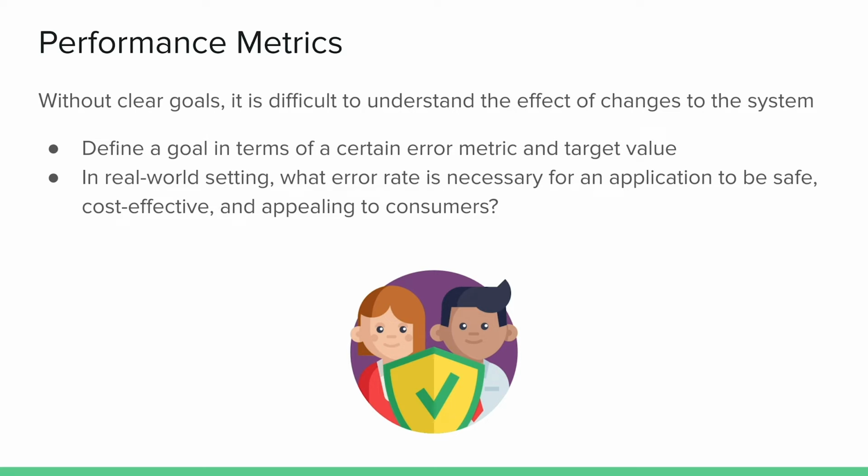The performance metrics are really important, as I said before, because without a clear goal, well, it's difficult to understand the efforts that you're taking and to understand the effects that any of your changes has on the system. So you should define a goal in terms of a certain error metric or target value that you want ideally to achieve. And in a real-world setting, what error rate is necessary for an application to be safe, cost-effective and appealing to consumers depends on your domain. So you will have to come up with a meaningful value with your business owner, or just define it for yourself.